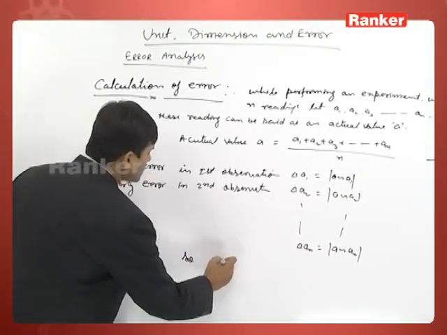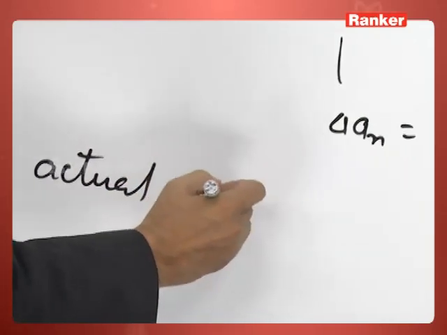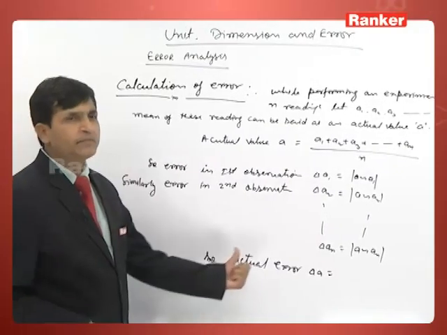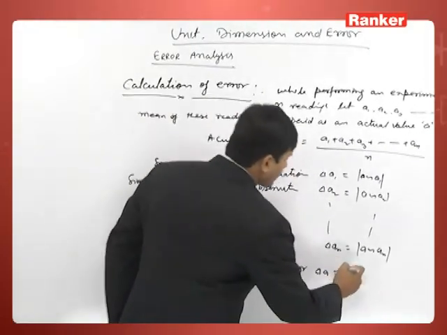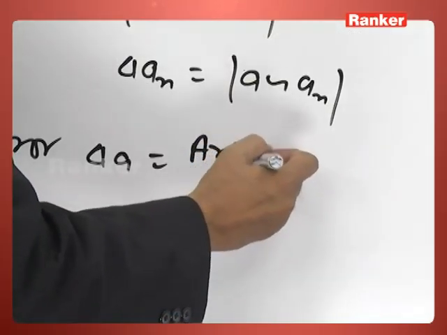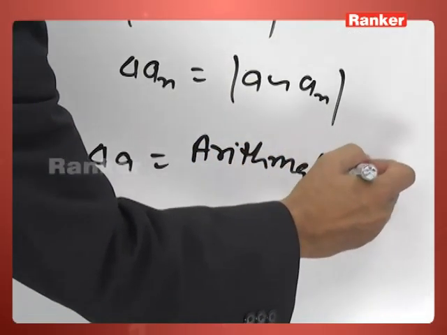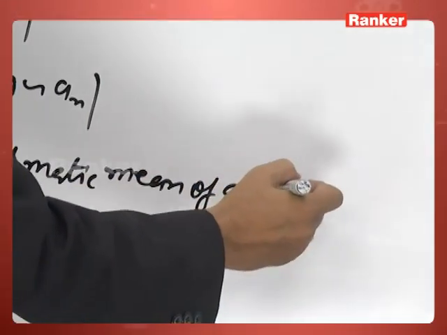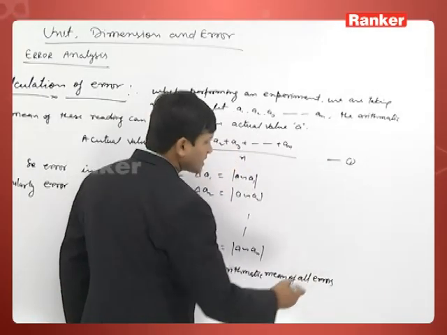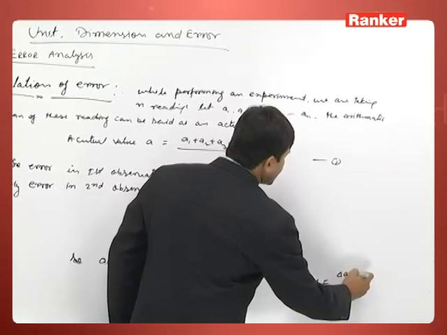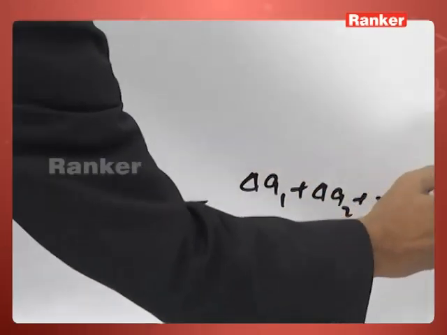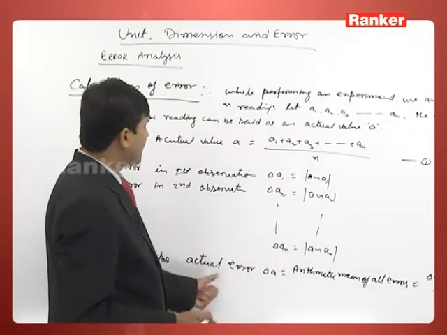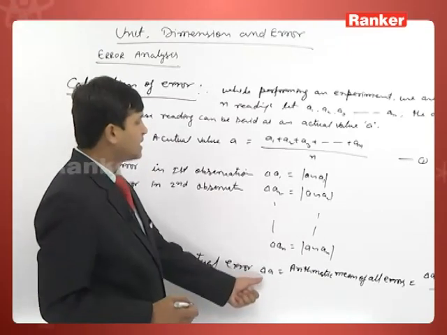So the actual error, delta A, is equal to the arithmetic mean of all the errors, that is, delta A1 plus delta A2 up to delta An, divided by n. This is called your actual error. So in this manner we are using the error.